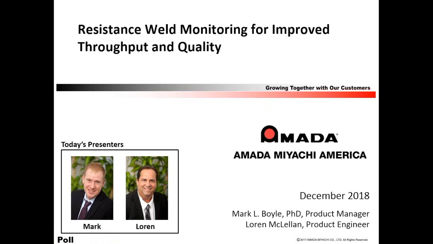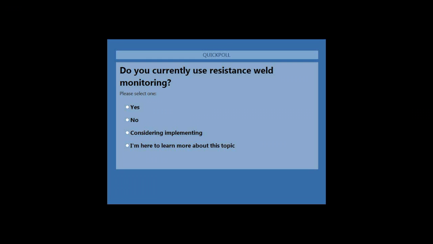We'll be talking today about resistance weld monitoring and looking at how to improve the throughput and quality of product that you're welding together. Before we get started, I'd like to start off with a brief poll, to see what the level of everyone listening in is. So I'll give you about 15 or 20 seconds to go through that and give an answer.